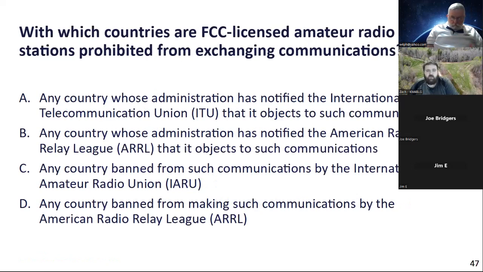With which countries are FCC licensed amateur radio operators prohibited, keyword prohibited, from exchanging communications? Anyone? North Korea. Yeah, the answer there is A. Any country whose administration has notified the International Telecommunication Union, ITU, that it objects to such communications. This is, like I said, very uncommon, but the key thing to remember there is that they've told the ITU, we don't want anybody from this country to communicate with us.